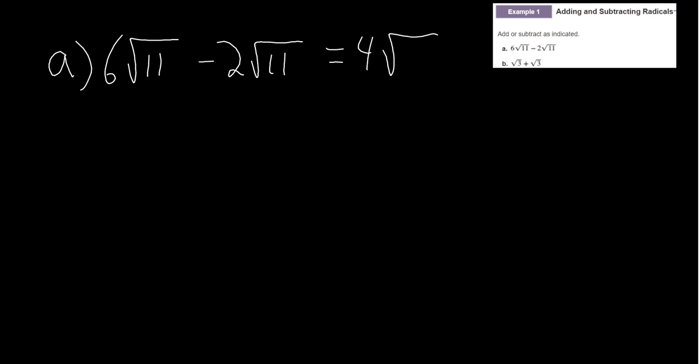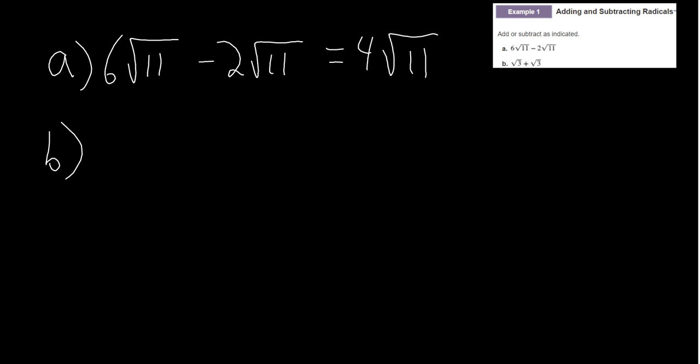Okay, so we would have 6 on the square root of 11 minus 2 on the square root of 11, and that's equal to 4 on the square root of 11, right? Because we have the same indices, they're both an implied 2. We have the same radicand, they're both 11. So we can do this easily, add or subtract like radicals.